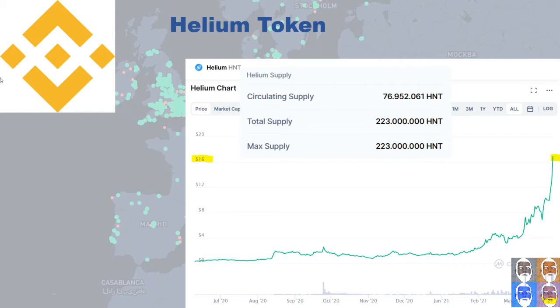The Helium token is in circulation supply. It is growing, and the maximum supply is 223 million tokens. Circulation now is 77 million tokens. Keep in mind this amount will grow to the max supply, and the people who now mine need to have a return, and they are going to sell it as well.